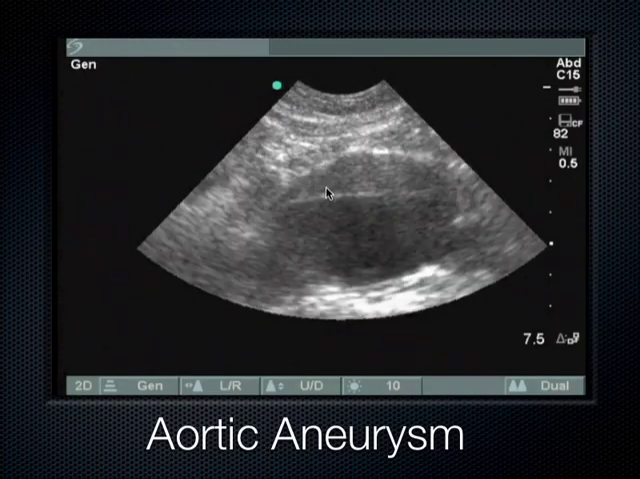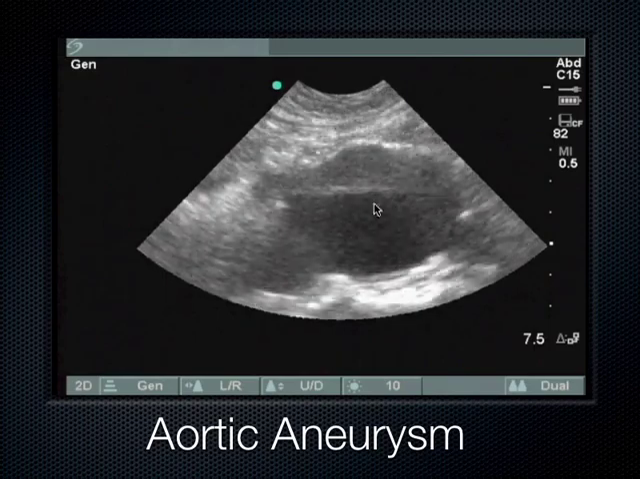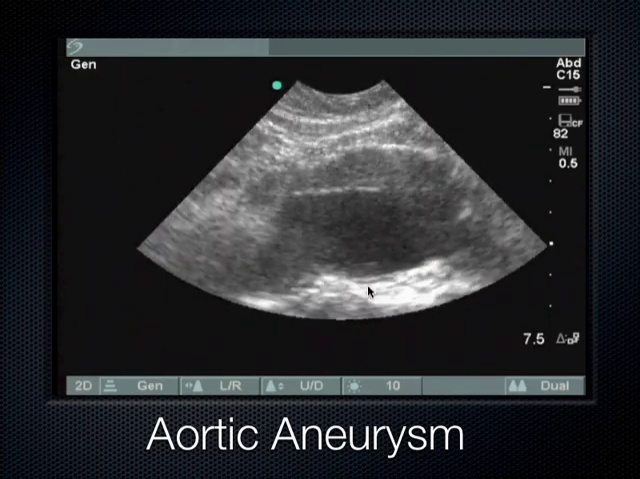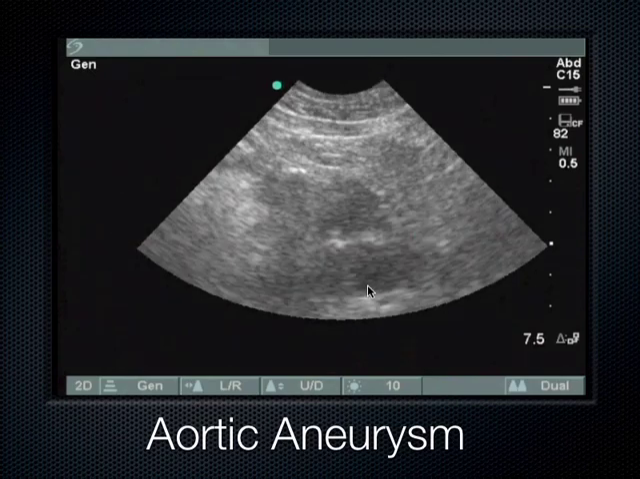Just another example of an aortic aneurysm is a clot up here. This is the lumen down here. But you would measure from the outside wall all the way down to here. We'll go through a couple more examples of these, and then we're done.